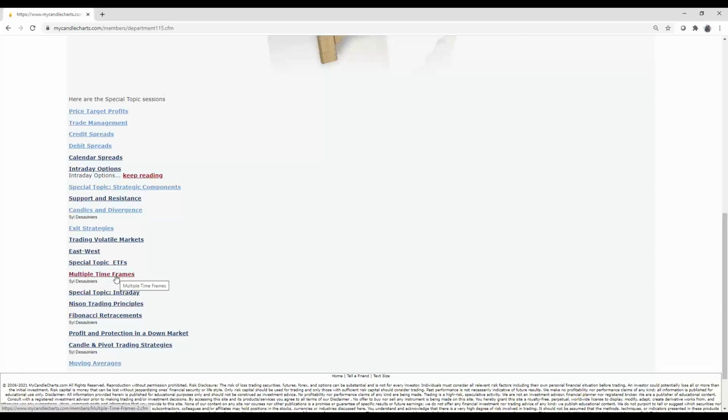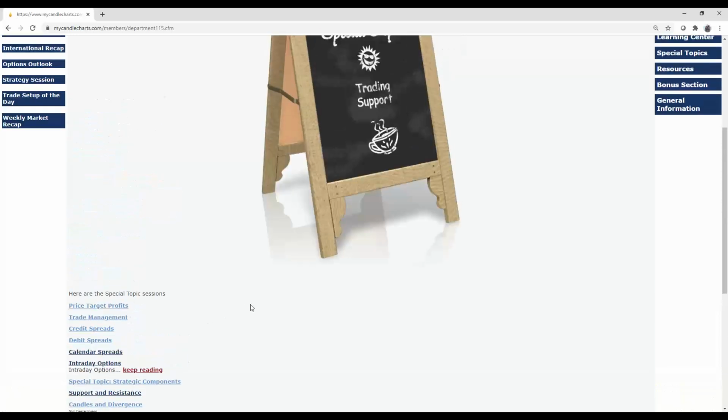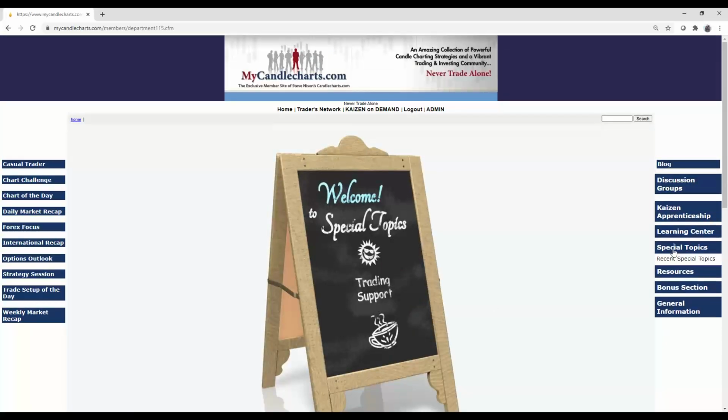Multiple time frames, how to utilize multiple time frame charts, how to trade specifically intraday. This session on Nison trading principles is Steve's trading rules. Sessions on how to profit and protect in a down market. Session on using pivot trading. Another session on moving averages. Those are our full list of special topic sessions.